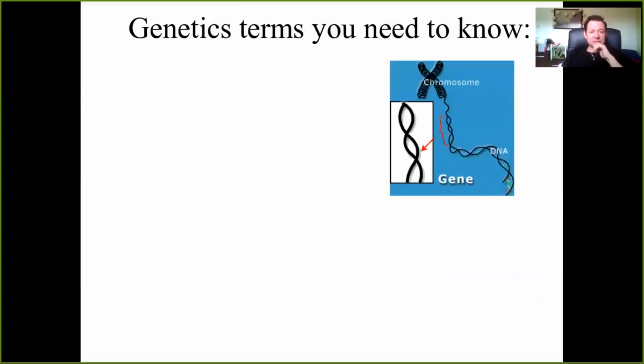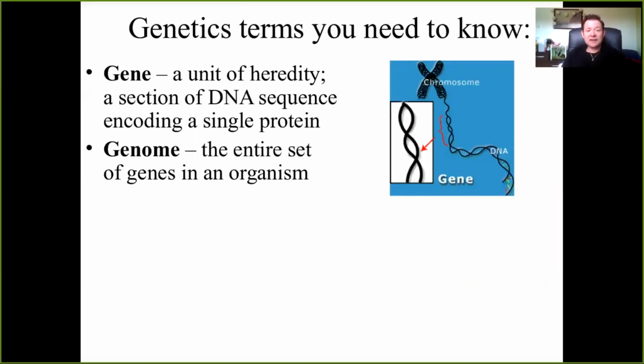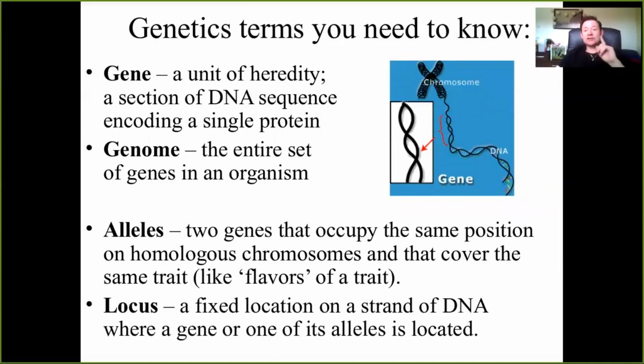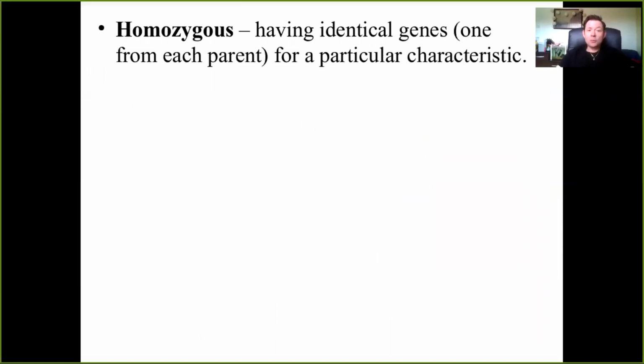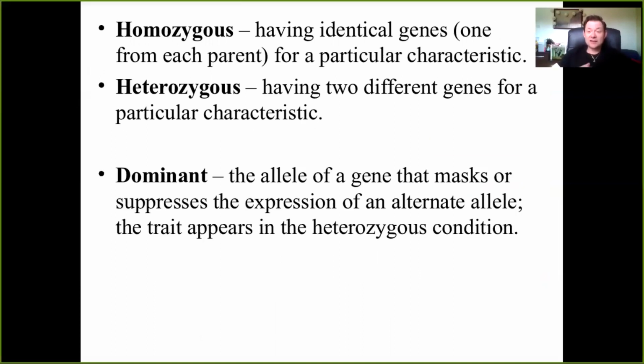So, genetic terms. Gene: a unit of heredity, a section of DNA sequence encoding a single protein. Genome: the entire set of genes in an organism. Alleles: two genes that occupy the same position on homologous chromosomes and that cover the same trait, like flavors, so to speak. Locus: a fixed location on a strand of DNA where a gene or one of its alleles is located. Homozygous: having identical genes, one from each parent, for a particular characteristic. Heterozygous: having two different genes for a particular characteristic.